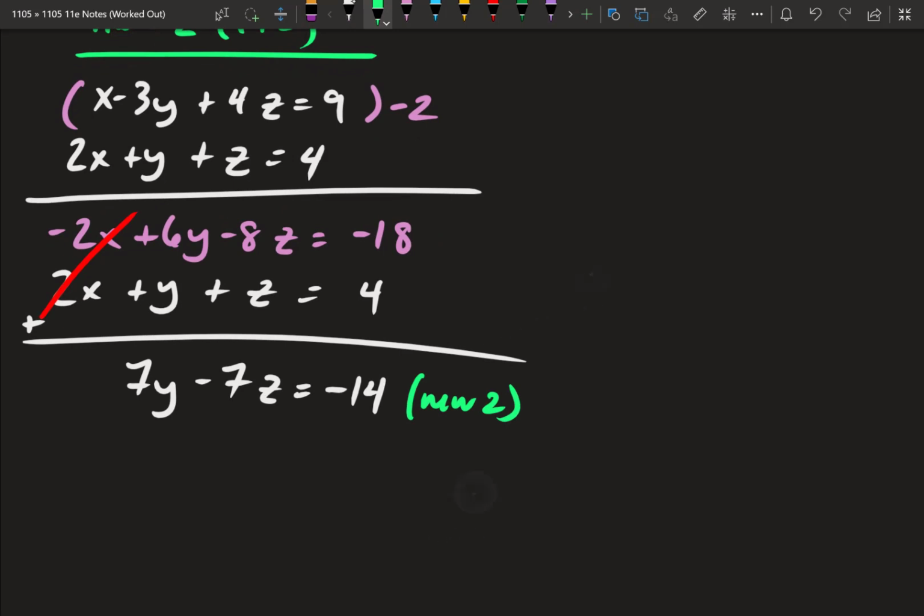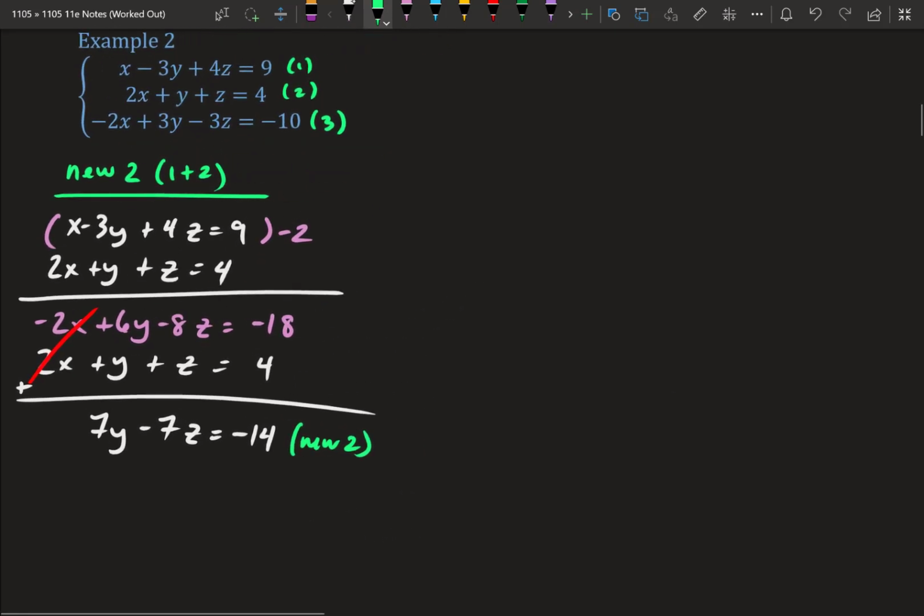Now we need to find new 3. So I'm going to rewrite 1 and 3.